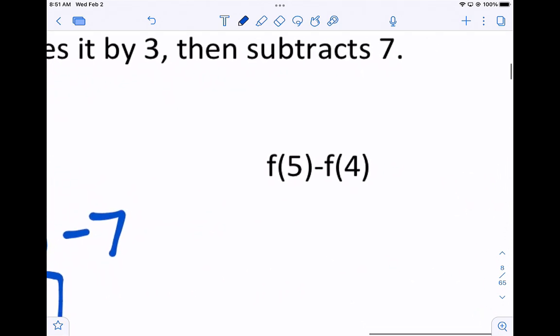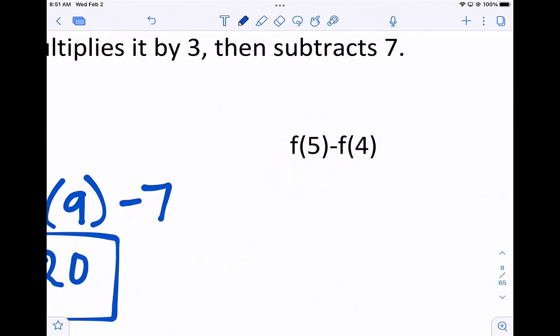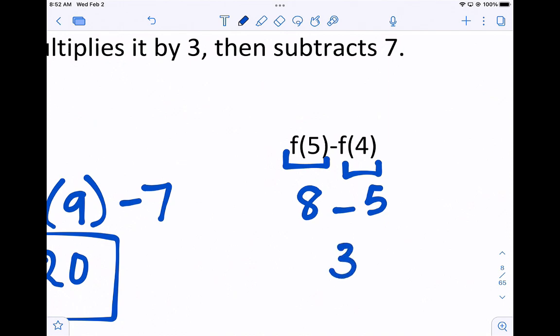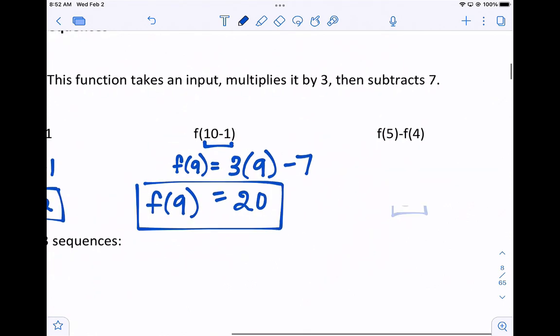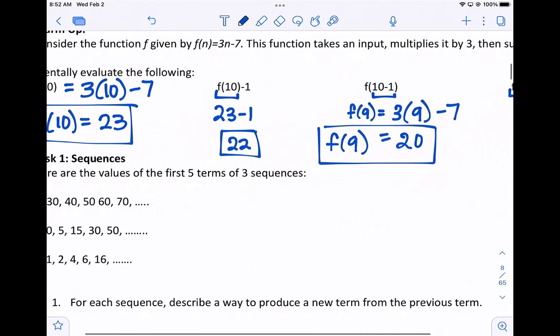And the last one is two separate problems. You'll do f of 5, which is 3 times 5 minus 7. And then you'll do f of 4, which is 3 times 4 minus 7. So for the first one, we'll get 15 minus 7, which is 8. For the second one, we'll get 3 times 4, which is 12. 12 minus 7, which is 5. And so the final answer will be 3. So there's a review of function notation.